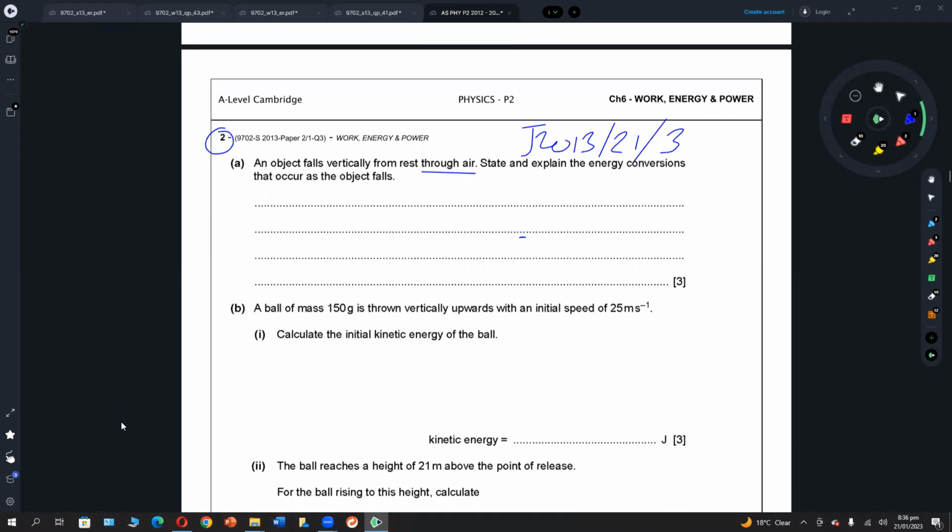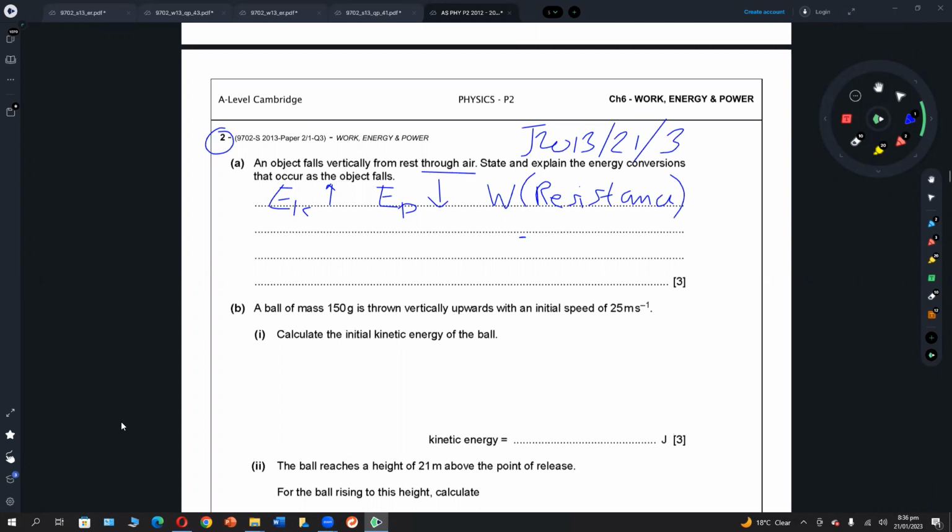So what will you tell the examiner? That kinetic energy increases, gravitational potential energy decreases, and there is some work needed to overcome air resistance. You need to do some work against air resistance.